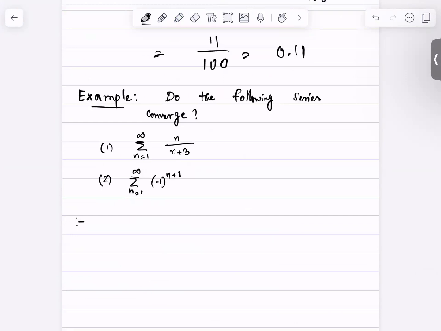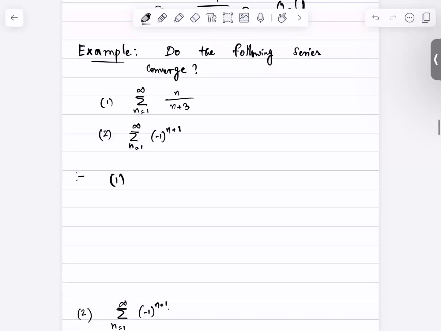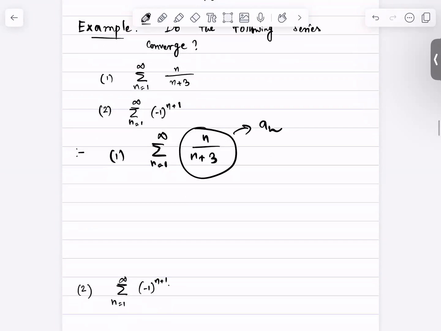Okay, the next is looking at some examples. So what about these two series? Do they converge or not? So if we look at the first example, it is summation n equal to 1 to infinity of n over n plus 3. So this is basically my an. Okay. Now, what is S1 here?